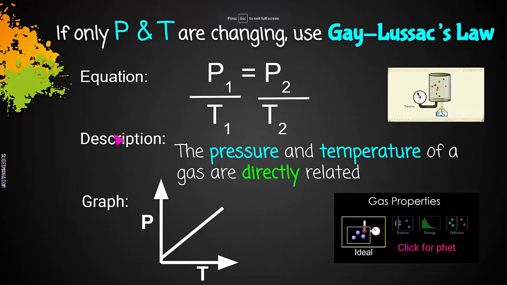The second possibility is if pressure and temperature are changing, okay? So pressure's on the top, temperature's on the bottom. The equation, therefore, is P1 over T1 equals P2 over T2. This GIF over here, as the candle is heating the gas sample, notice that the pressure is consistently increasing. That's because the particles move faster and faster and faster. That's going to increase the pressure.